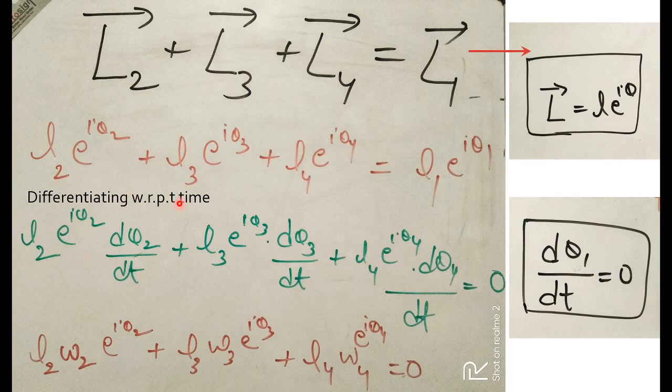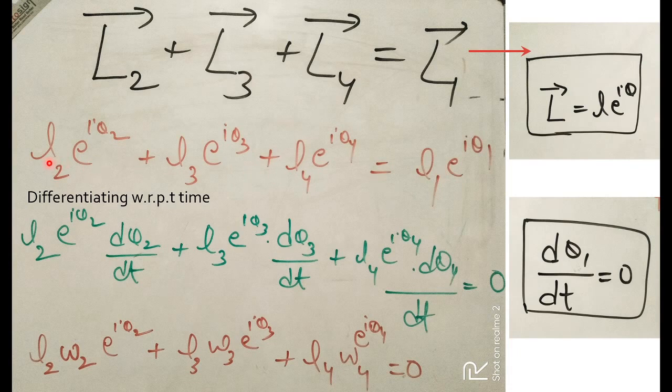Then differentiate with respect to time. So when I differentiate the first one, L2 e raised to i theta 2, what is L2? L2 is actually the magnitude of vector L2. What was vector L2? It corresponds to link 2. So the magnitude of that vector means the length of that link. So L2 is the length of link 2. That is your crank. Okay, check your diagram. L3 is the length of your coupler. L4 is the length of your rocker or output link, and L1 is the length of your fixed link. So all these are constant.